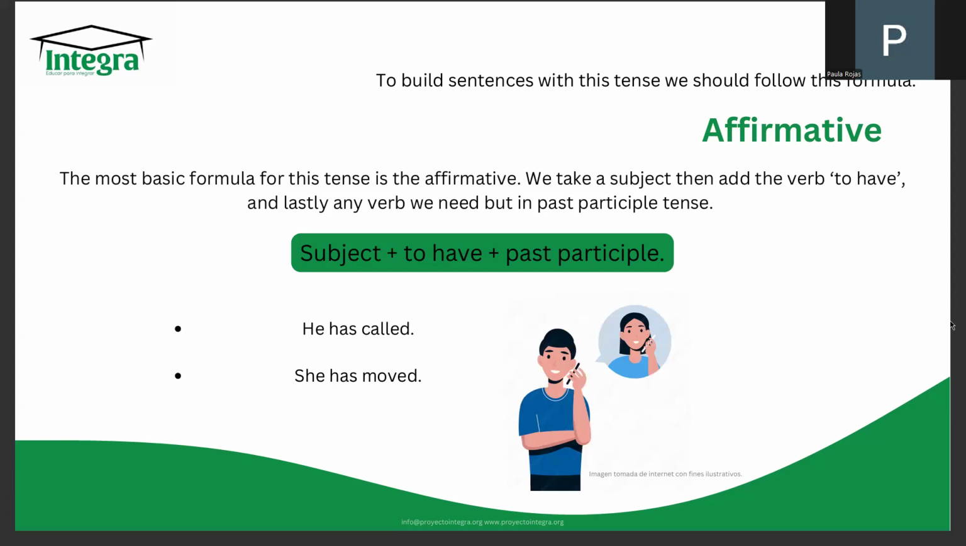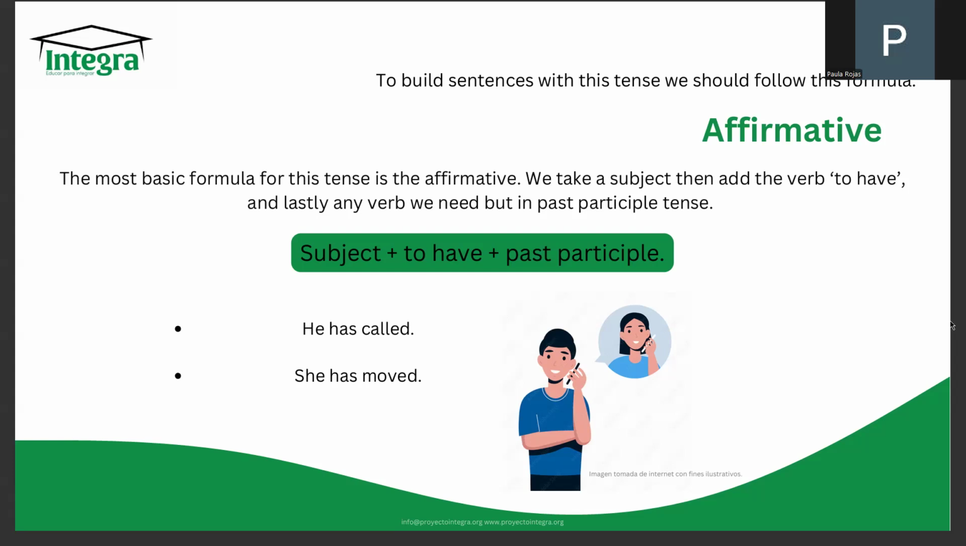So this tense we can use in certain different ways and we can make different types of sentences. So we're going to see the types and the formula that we have to use for each of them. First, we have affirmative. This is the most basic formula. And what we have to do is we have to take the subject first. Then we have the verb to have with the auxiliary form. That would be have or has, depending on the subject. And then lastly, we add the past participle of the verb.